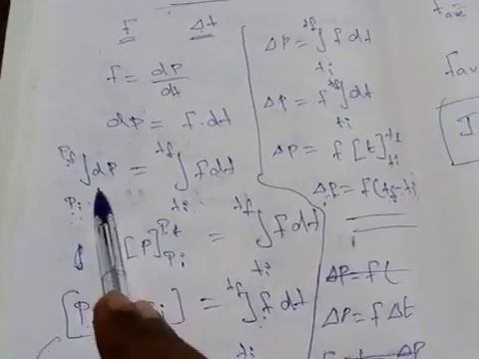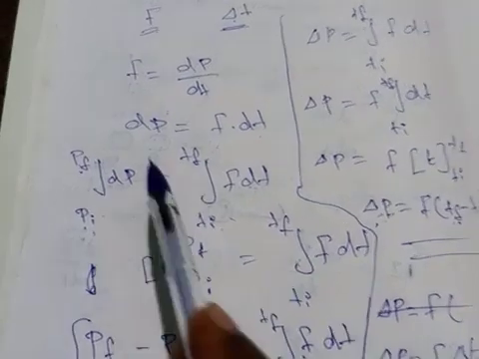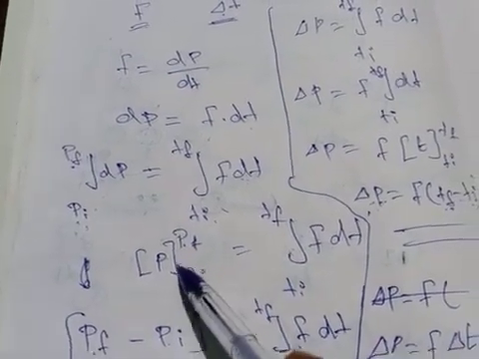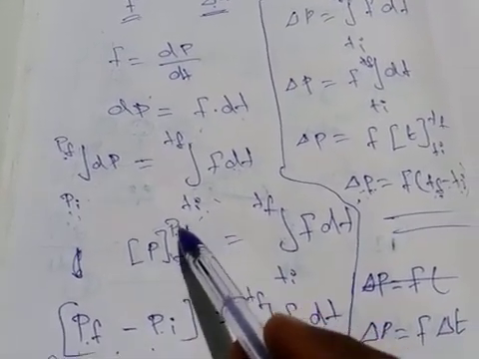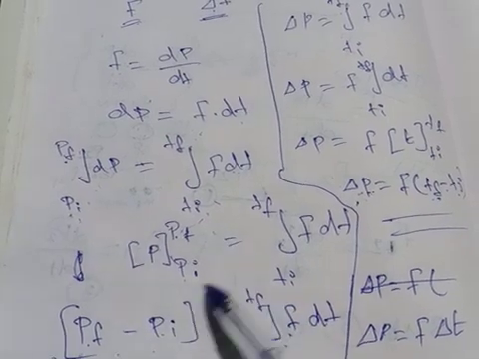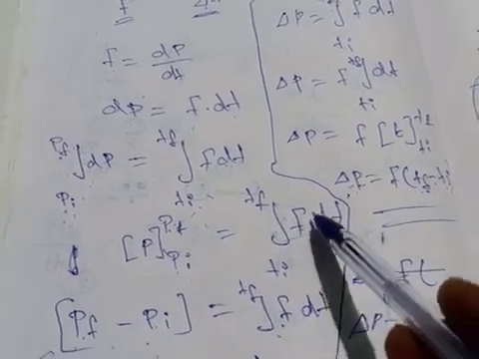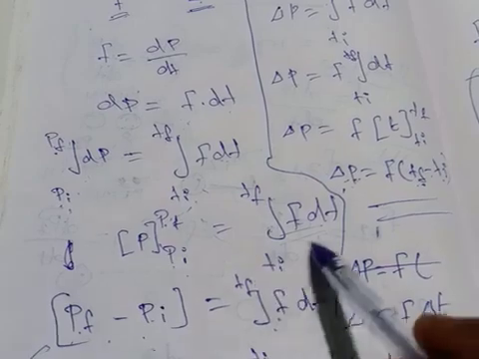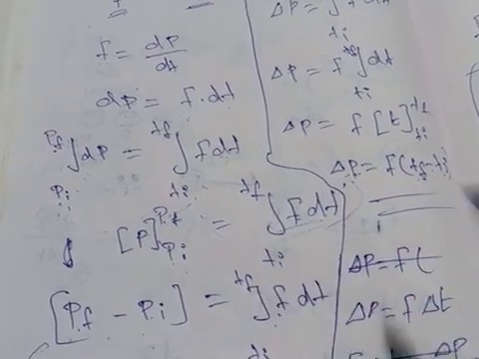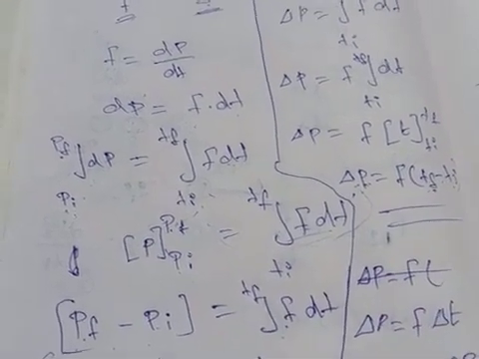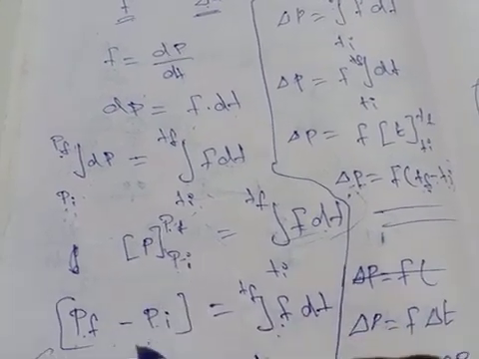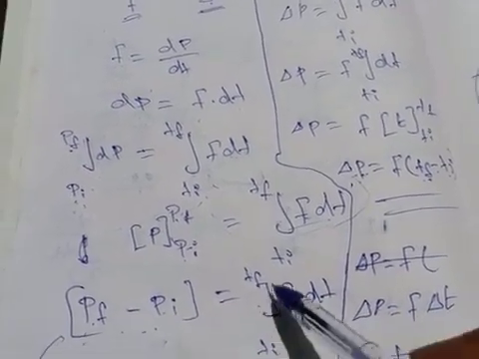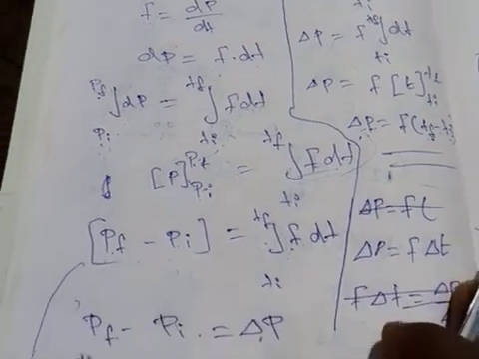Now integrating dP, we know the integration of dP is P. So P is equal to, we put the upper limit and lower limit. This one we need not integrate because we are going to write this integral of F dt as the impulse. For that we are applying the limits here. So Pf minus Pi is equal to the integral of F dt with limits Ti to Tf.